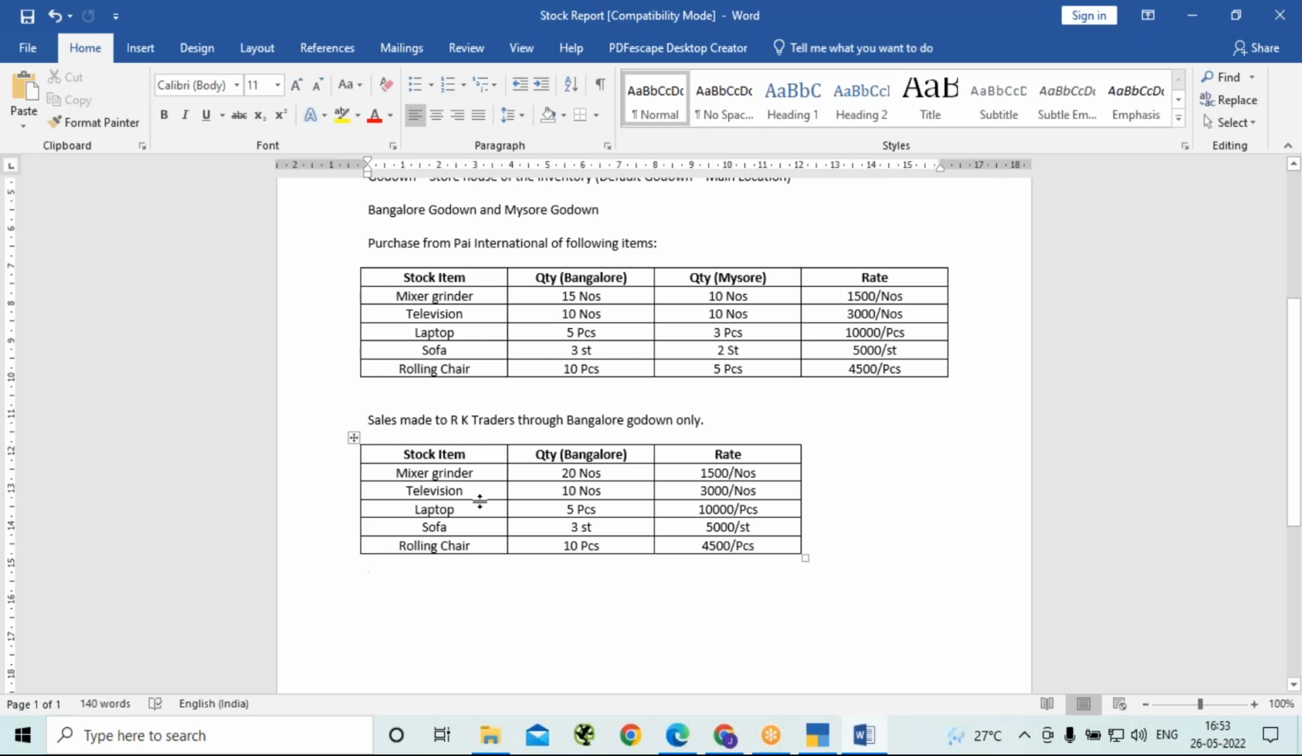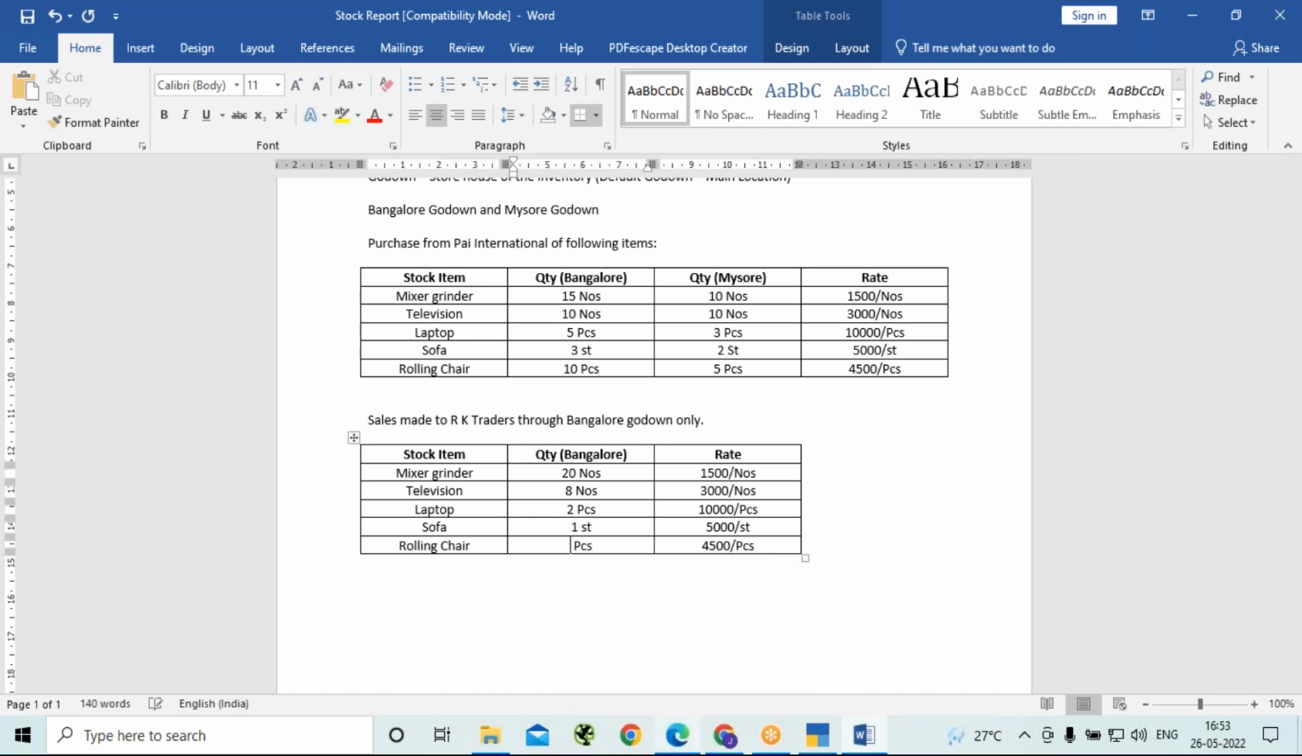There is a mixer grinder. I want to sell it at 20 numbers. Television at 8 numbers. Laptop of 2 numbers, sorry, 2 pieces. Sofa is 1 set. And rolling chair is 3.